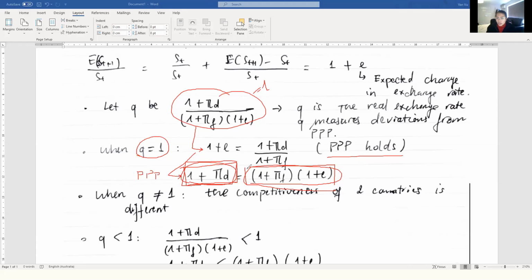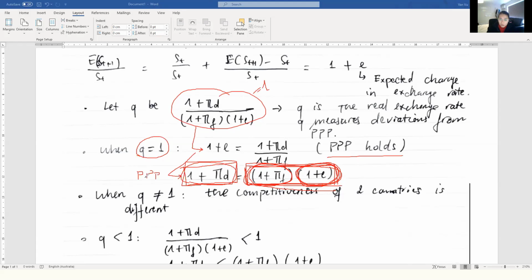If I'm a domestic consumer and I'm going to buy a foreign good, I'm going to buy at a price of 1 plus pi F times 1 plus E. Okay, so this is the price level in the foreign country, in the foreign currency. This is when I convert the foreign currency to the domestic currency. Okay, so this is how much I need to pay to the foreign trade partner if I want to buy their goods and services.